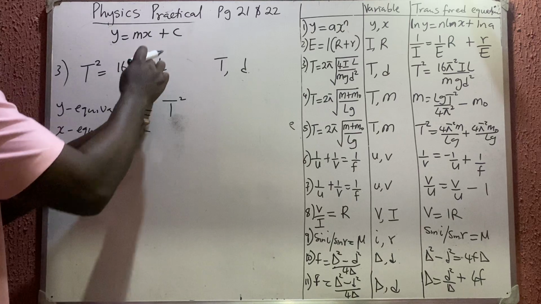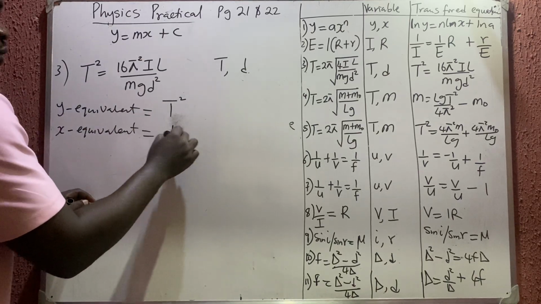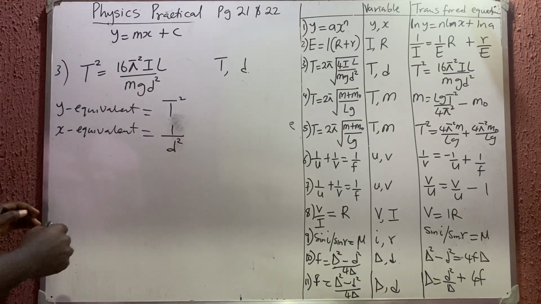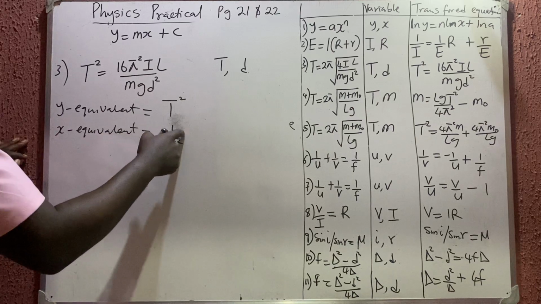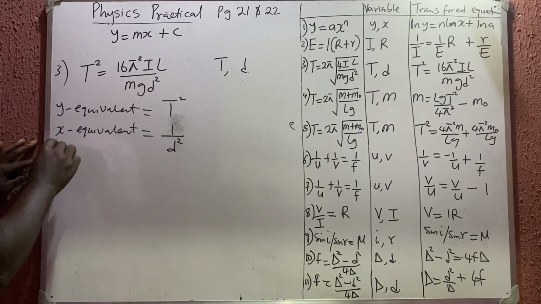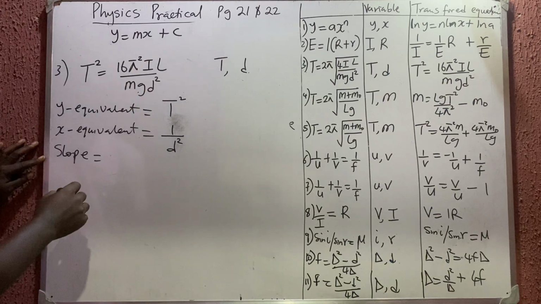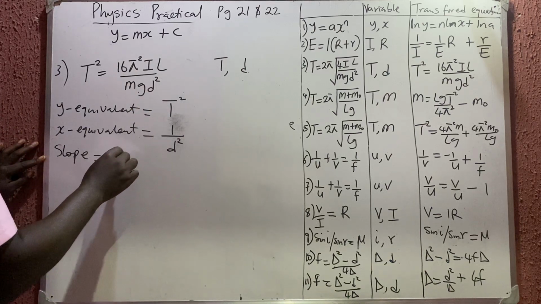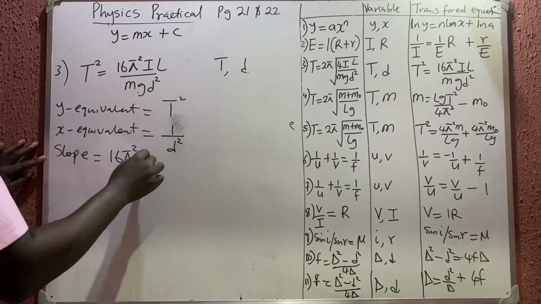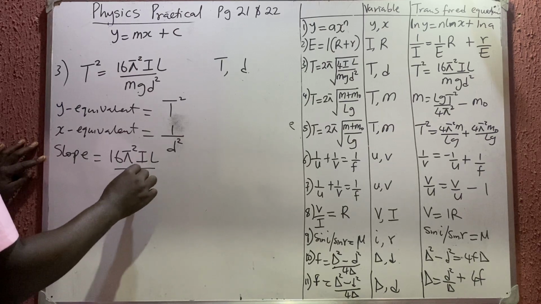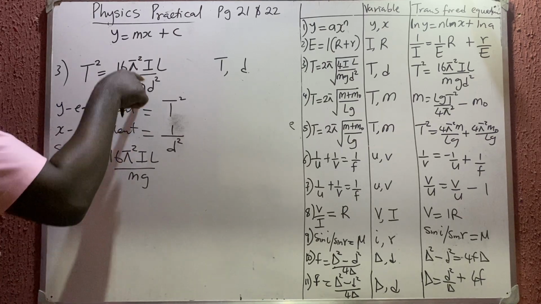And it's 1 up over d. So it is what? 1 over d squared. Are you getting it now? So the coefficient of that 1 over d squared is your slope. So therefore my slope is equal to every other thing that is beside this 1 over d squared. That is what? 16 pi squared IL all over what? Mg. Every other thing here except this.